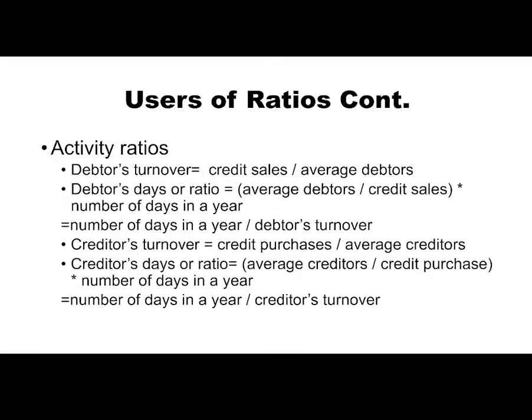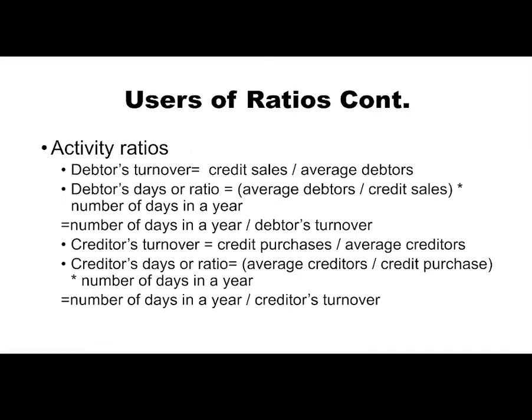We can now look at the activity ratios. We start with the debtors turnover, which will show the number of times the debtors pay within the year. So it shows how efficient the firm is in the management of its credit. The higher the ratio, the more efficient the management is in managing its credit. So for debtors turnover, you have the credit sales, and you divide by the average debtors. Then you also have the debtors days ratio. This is also called the average collection period.